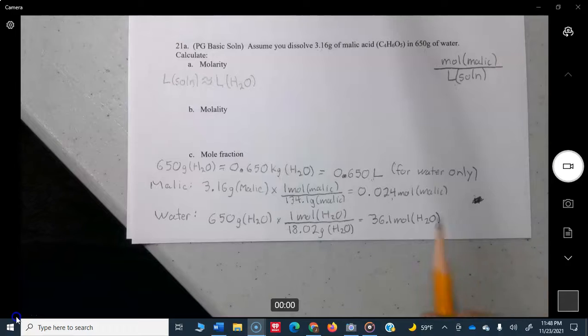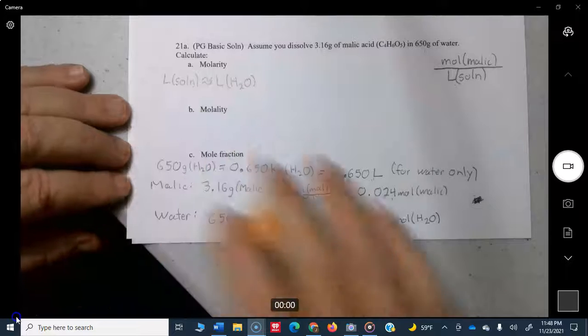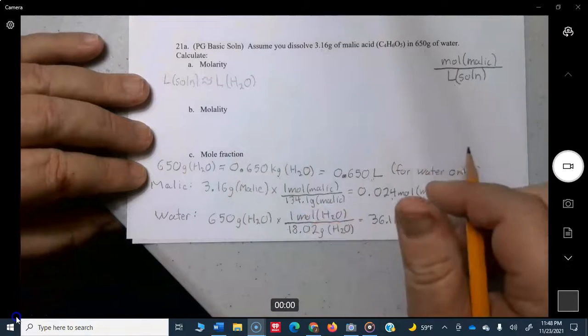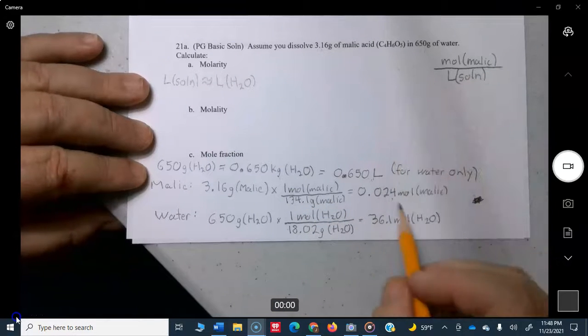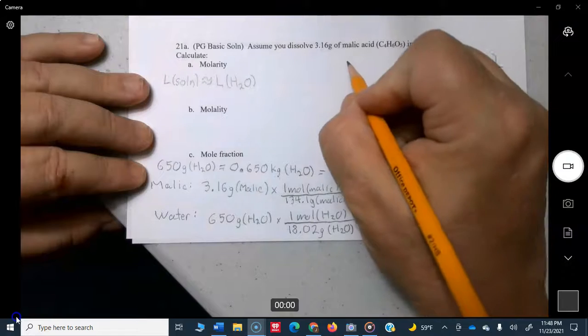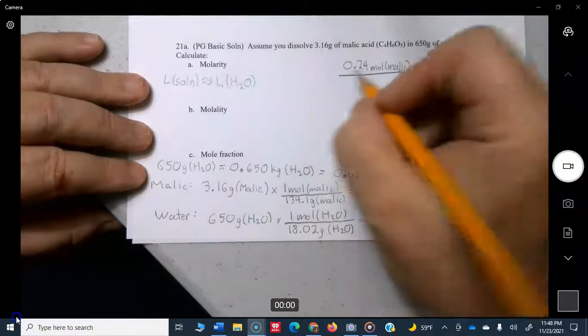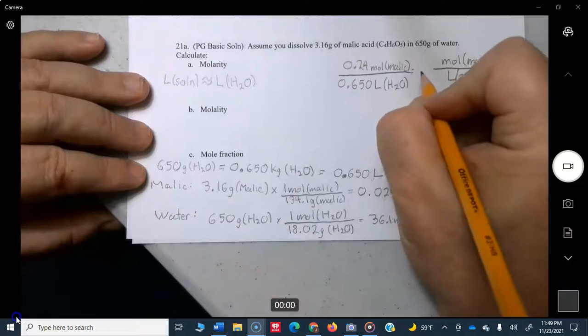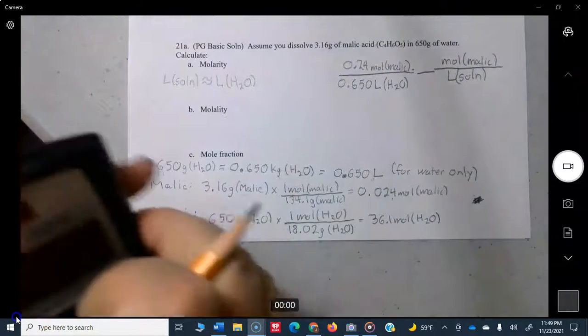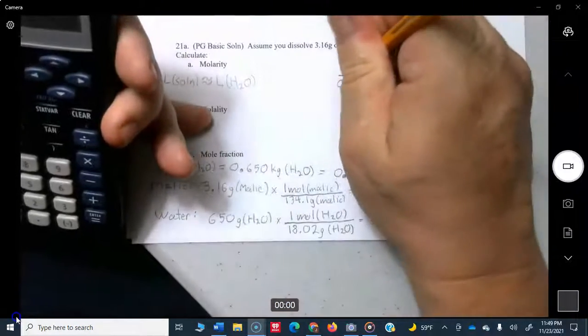If you don't do that, you can't do the problem. You can just say, no, I can't do it, I don't have the proper information. Or you can say, we can get a pretty close figure if we use liters of water for this. So what we're then simply going to do is take the moles of malic acid and put it over the liters of water.